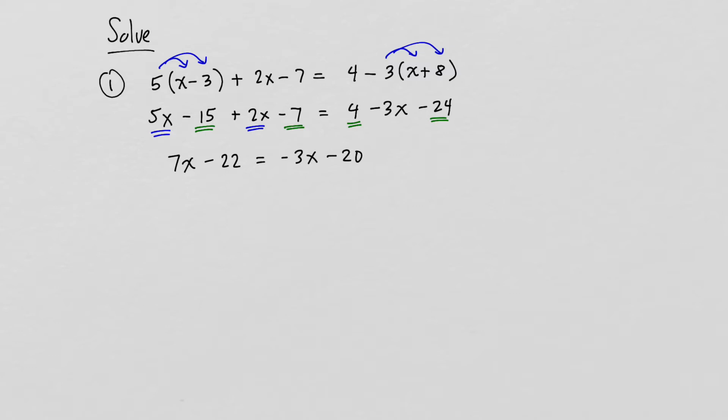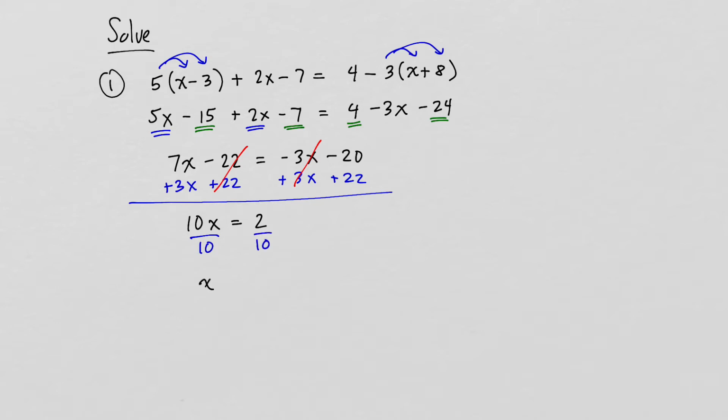Then, of course, what we need to do is get all of our x's on one side of the equation. So I'm going to add 3x to both sides. And we also want to get the numbers on the other side of the equation. So I will add 22 to both sides. And of course, what this does here is it cancels these terms, and it cancels these terms. And we end up with 10x is equal to 2. And finally, we can divide by 10.